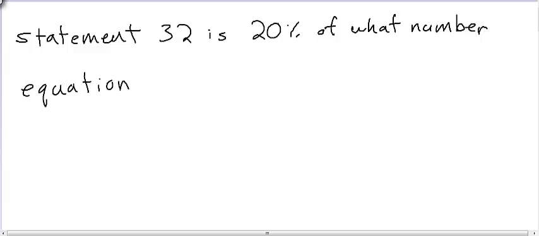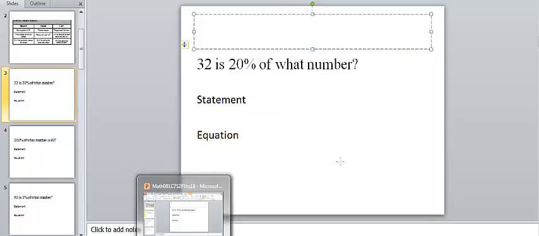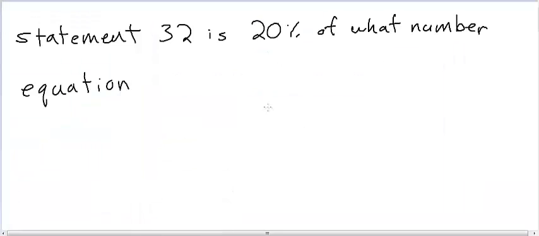I'm going to change this into my equation. So 32 is 32, which I'll make, is becomes my equal sign. 20% I'll use, but I need to make it a decimal before I use it in my equation. To change it to decimal form, I move my decimal point 2 spaces to the left to give me 0.2 or 0.20, doesn't matter.